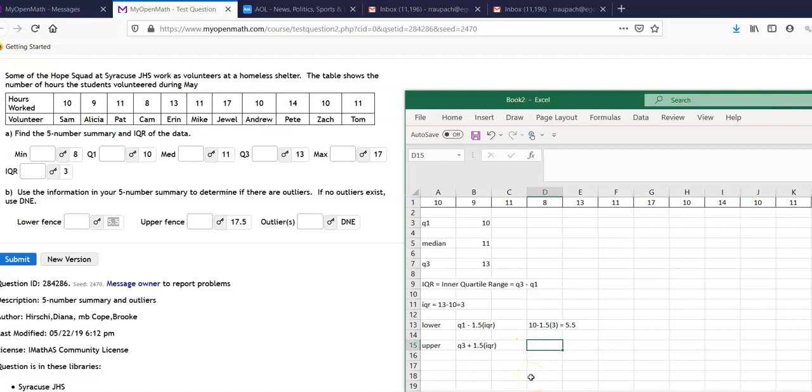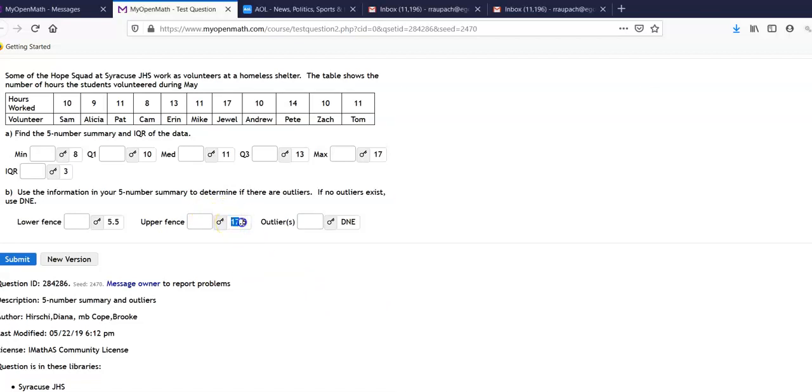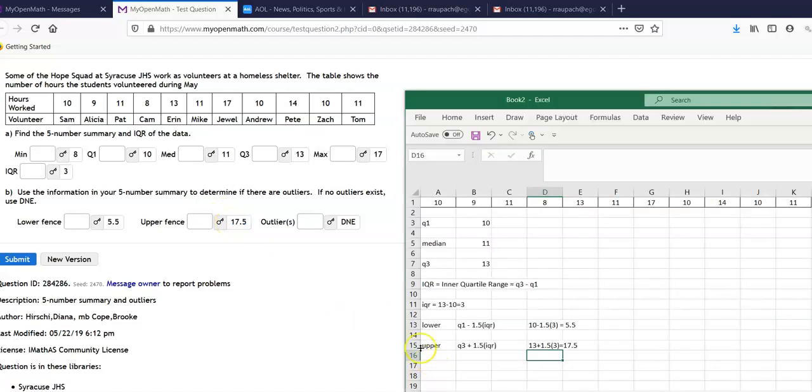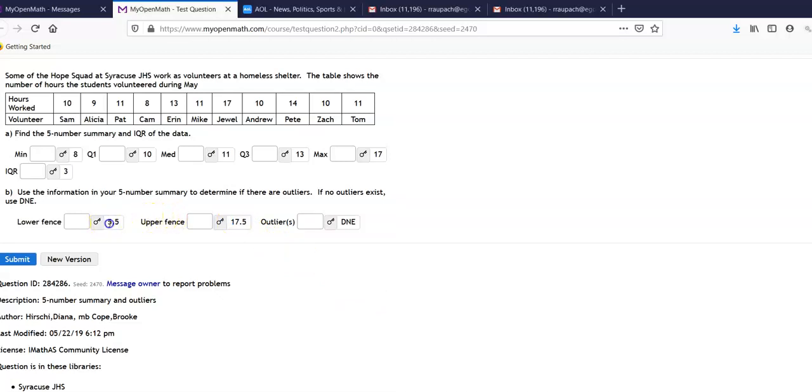Q3, which is 13, plus 1.5 times 3. So on a calculator, 13 plus 1.5 times 3, and I get 17.5. Okay, which is my answer here. All right. There are no data that's more than 17.5 or lower than 5.5. So there are no outliers. That does not exist. Okay.